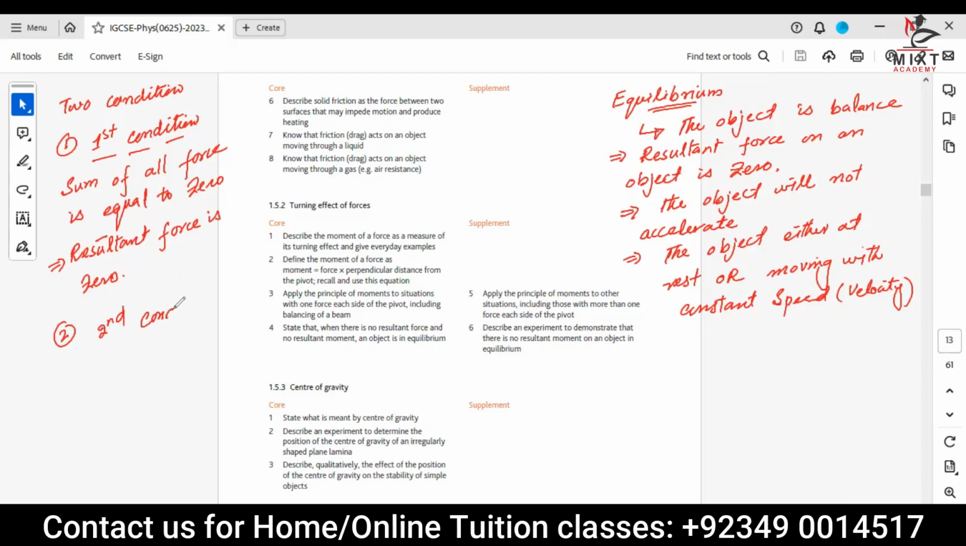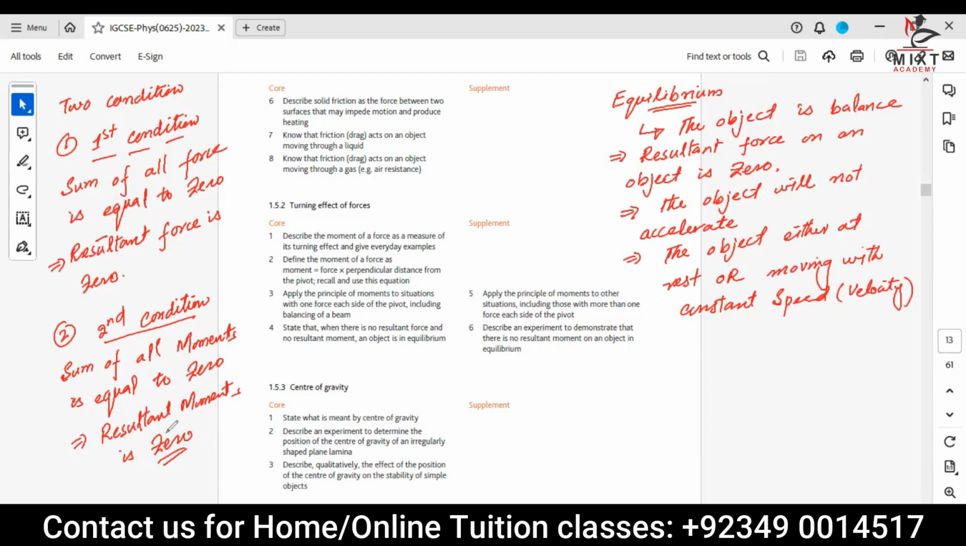The second condition. Can you tell me what is the second condition? The sum of all moments, where the law of moments applies. The sum of all moments is equal to zero, which means the principle of moments is applied. So again, the resultant moment is zero. So this is the second condition of equilibrium. Have you noted these conditions? Yes, sir.